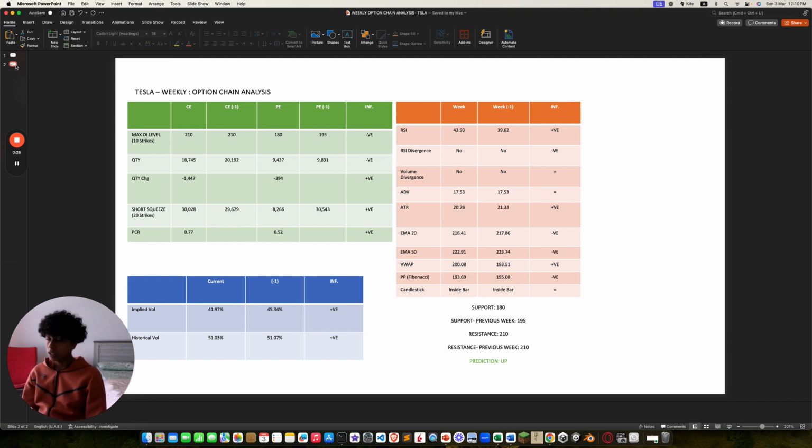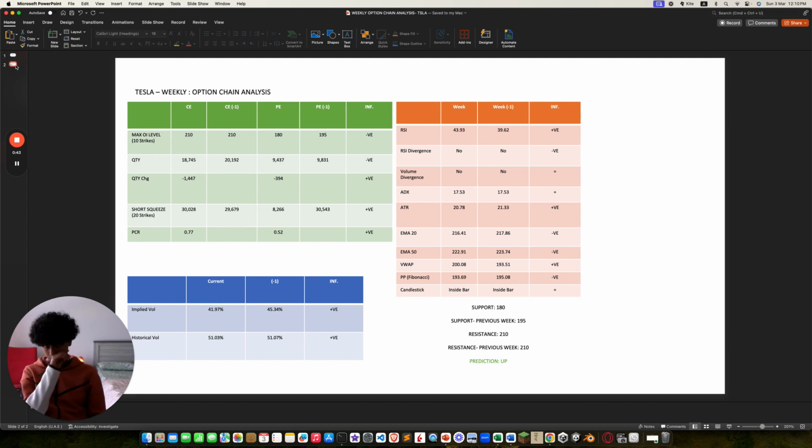Quantity is higher for CE, which is negative. The change in quantity is higher for CE, which is positive. Short squeeze is much higher for CE, which is a positive. PCR is still very oversold, which is positive. Implied volatility has gone down, which is positive. So has historical volatility, again a positive.